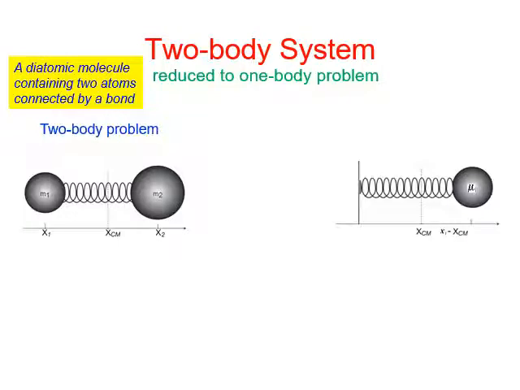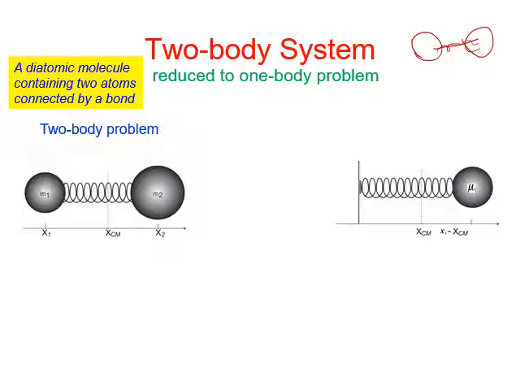We just showed how classical mechanics describes a harmonic oscillator where you have one object attached to a spring. This is called a one-body system. When we think about a diatomic molecule, you have two atoms connected by a bond, which is equivalent to a spring. And this is called a two-body system.